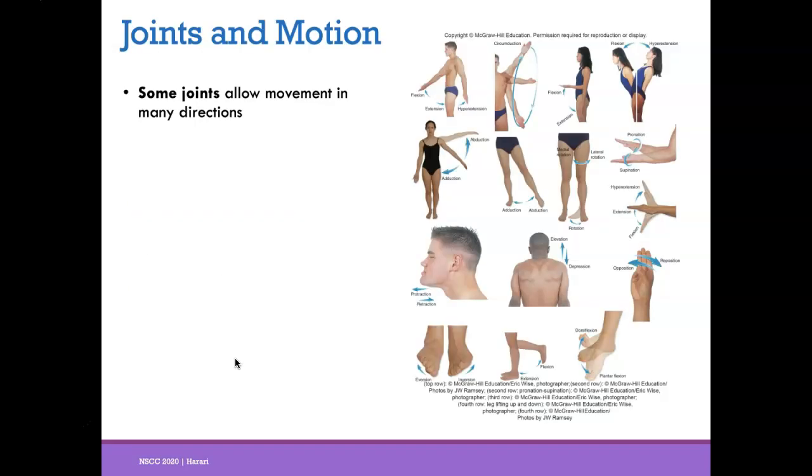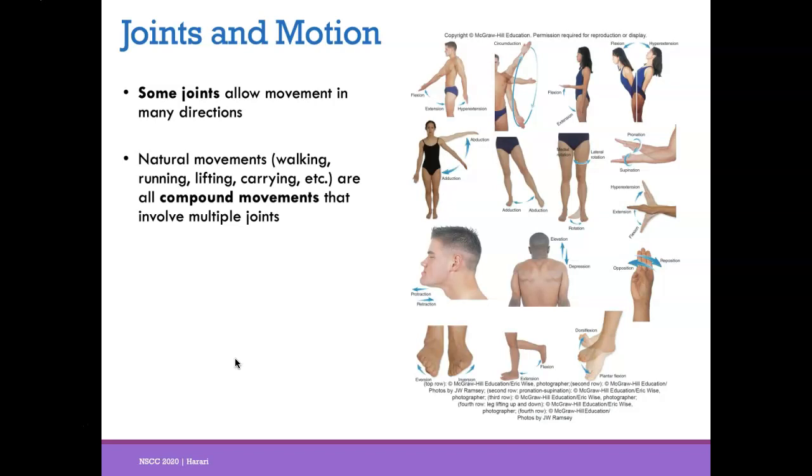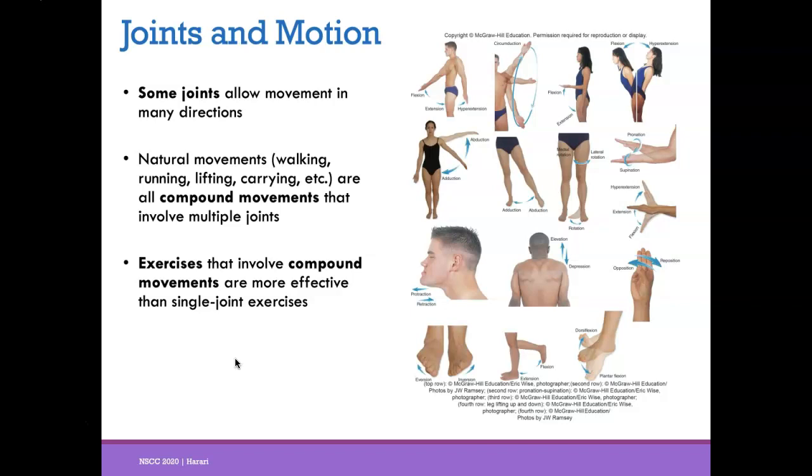So some joints allow movement in many directions. And natural movements like walking or running are actually compound movements. It's multiple types of movements that involve multiple types of joints. And usually exercises that involve compound movements are more effective than single joint exercises. So if you have an option to do some kind of an exercise where you utilize multiple types of joints and different movements, that tends to be more effective. And physical therapy is a type of therapy that focuses on particular joints or particular muscle groups for rehabilitation.